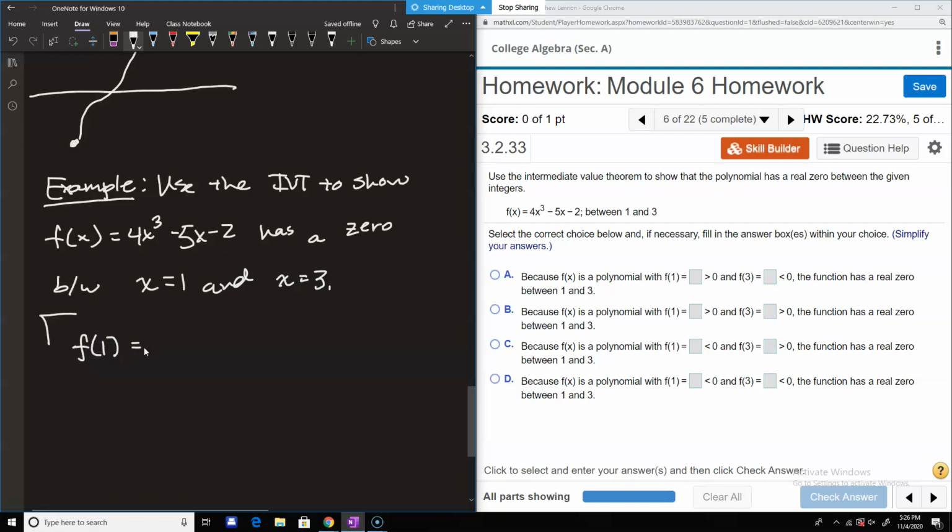So f of 1 is 4 times 1 to the third power minus 5 times 1 minus 2. So we get negative 3. So that's less than 0. Then we have f of 3, which is 4 times 3 to the third minus 5 times 3 minus 2. So we get 4 times 27. So what is that? 108 minus 17, 91. Is that right? Double check that.